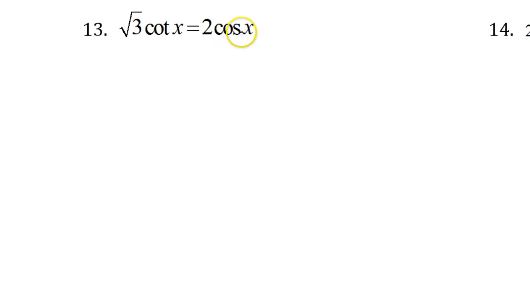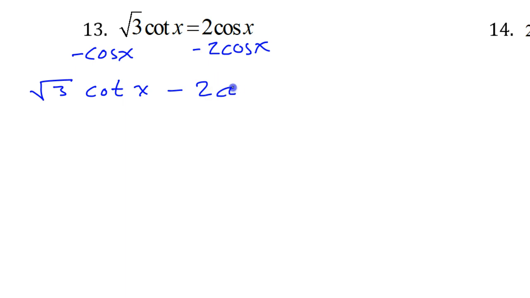We need to get 0 on one side because we can't divide by a trig function. So, for example, I can't divide both sides by cosine. All we can really do is get 0 on one side. So I'm going to subtract 2 cosine x from both sides like so. At this point, I have radical 3 cotangent x minus 2 cosine x is equal to 0.